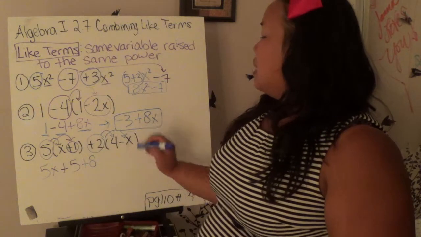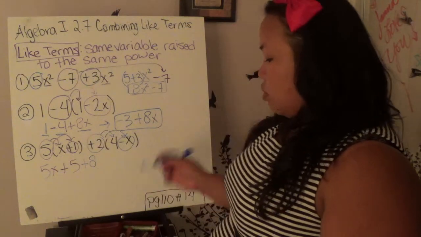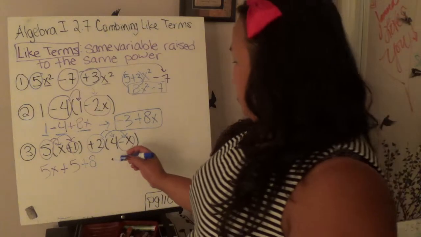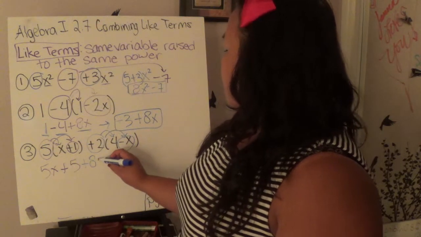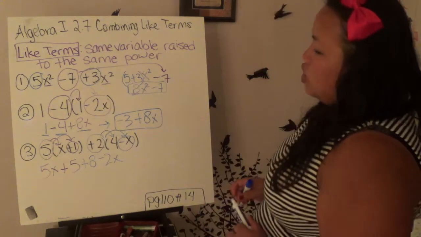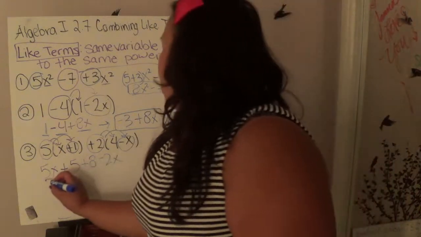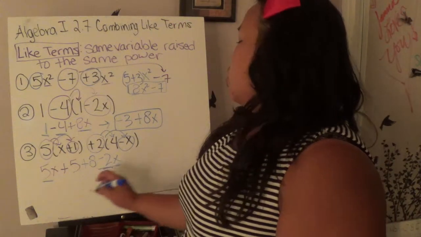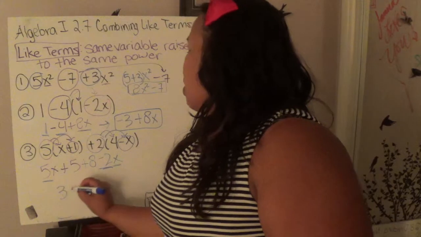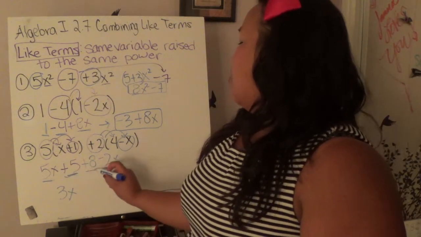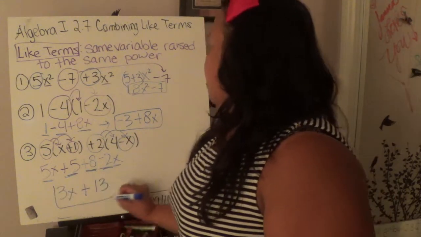And positive 2 times negative x, okay? Now, positive 2 times negative x gives me a negative 2x, right? So, with this, after I do the distributive property, now I can combine like terms. I know that this has an x, and this has an x, so I can bring down the x. 5x minus 2x gives me 3x, and since these have no variables, I can combine these, giving me 5 plus 8, which is positive 13.